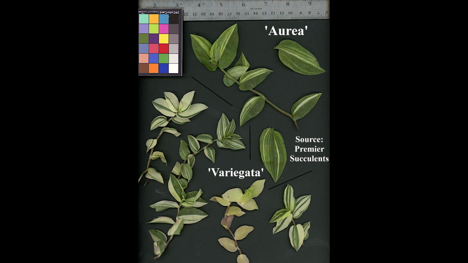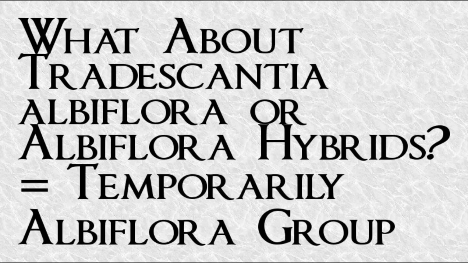I wouldn't be a good taxonomist if I didn't tell you the system's not perfect. Why is the system not perfect? Well, the system's not perfect because plants are highly variable and change. Not like a COVID virus change, but they change over time. And people are changing, and people make errors. So what about Tradescantia albiflora or the albiflora hybrids?